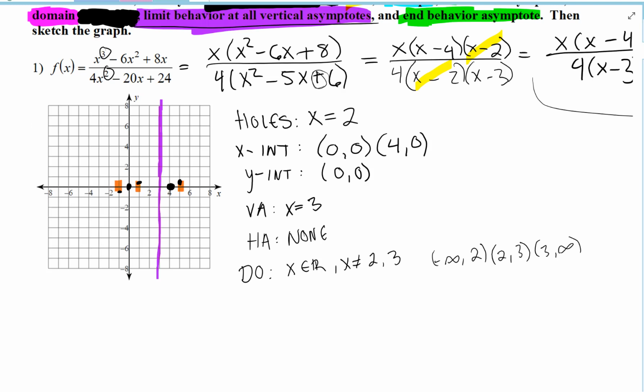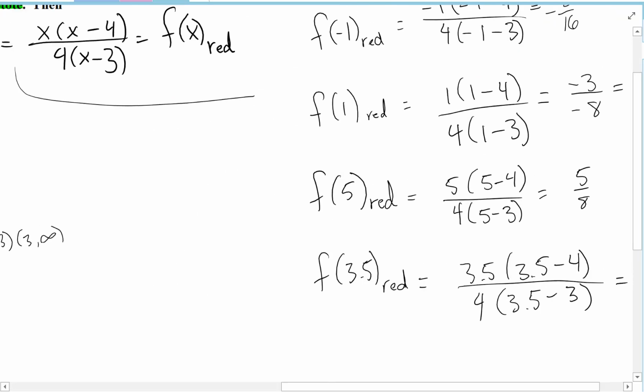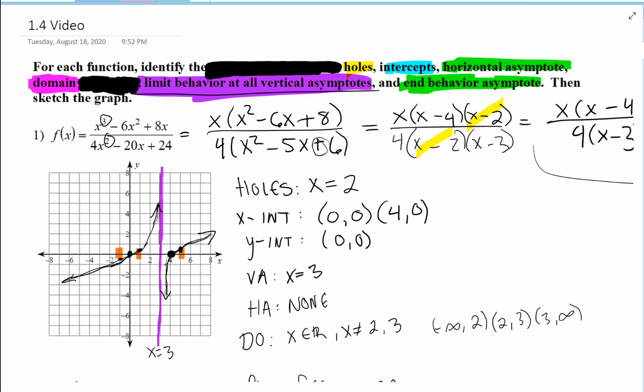Okay, the left side is pretty clear because there's no other way to go through these 3 points. You cannot come back down, right? That would be another x-intercept. So this is curving like this. Okay, we just need to know what's happening here. I'm assuming that it's going to go down this way, but let's test 3.5. This gives me negative 7 over 8. So yes, it does go down like we predicted. Now we know which direction this curve is going in.